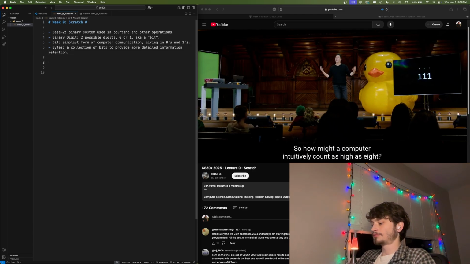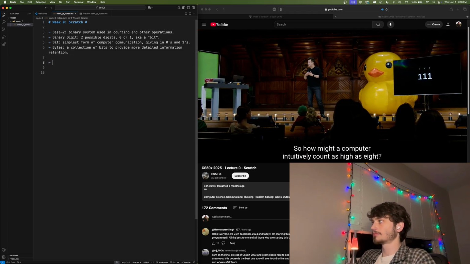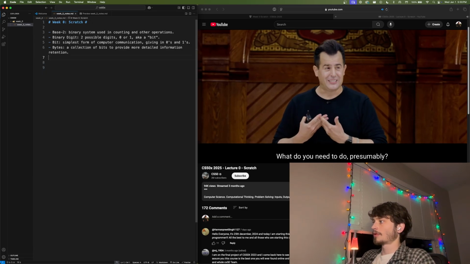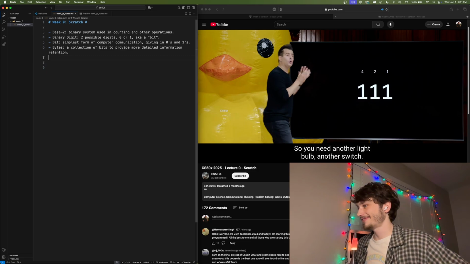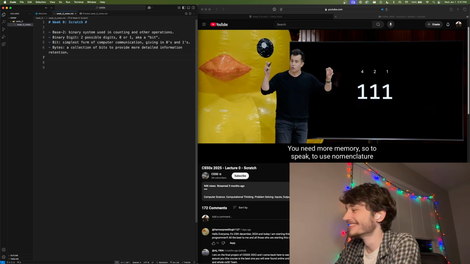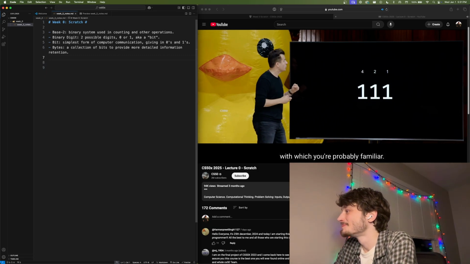bits. All right, so how might a computer intuitively count as high as 8? What do you need to do, presumably? Add another digit. You're going to need to add a bit. So you need another light bulb, another switch. Another bit. More memory, so to speak, to use nomenclature with which you're probably familiar.